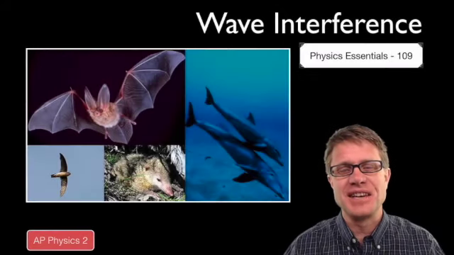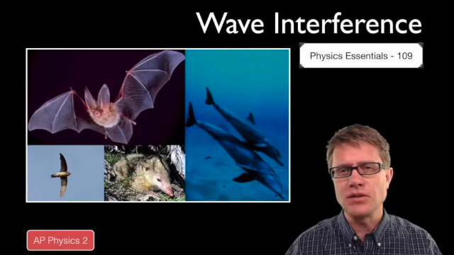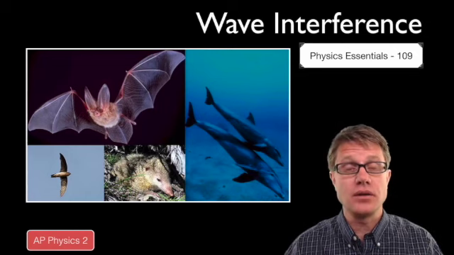Hi, it's Mr. Anderson, and this is AP Physics Essentials, video 109. It's on wave interference. In other words, what happens to waves when they hit objects or hit other waves?